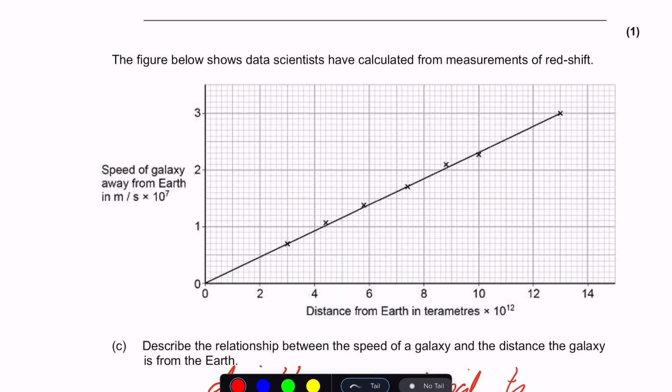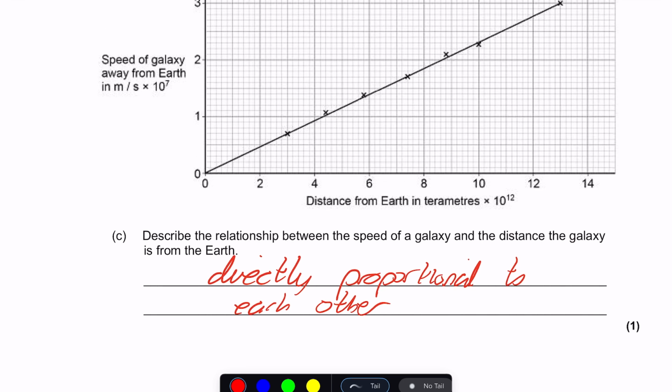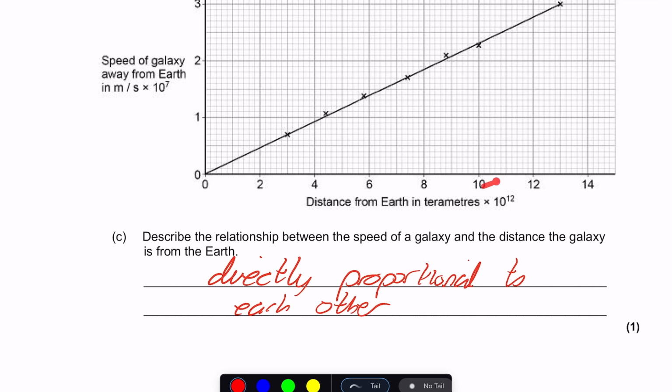Then we've got a graph. The figure below shows data scientists have collected from measurements of redshift. So we've got the speed of the galaxy away from the Earth in meters per second times 10 to the 7. So that would be 2 times 10 to the 7 meters per second, etc. And this is the distance from the Earth in terameters, which is 10 to the 12. We don't use that very often. We use it in space because its numbers are big. So tera is 10 to the 12. Remember that. That comes up again later.